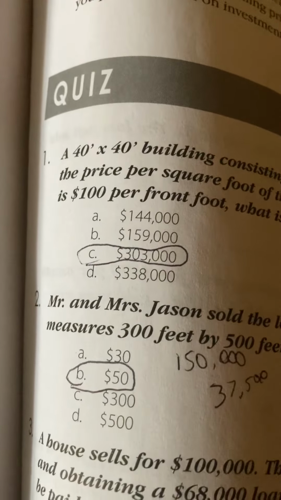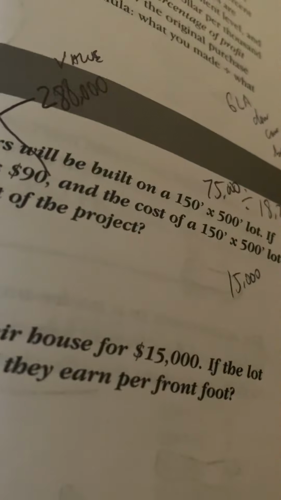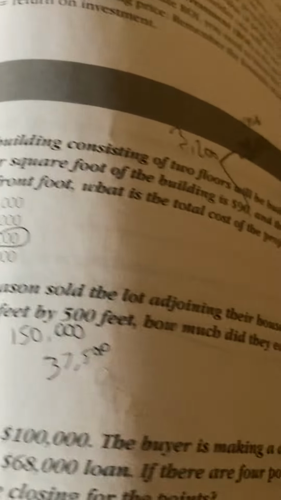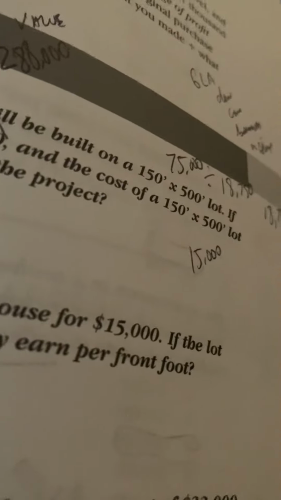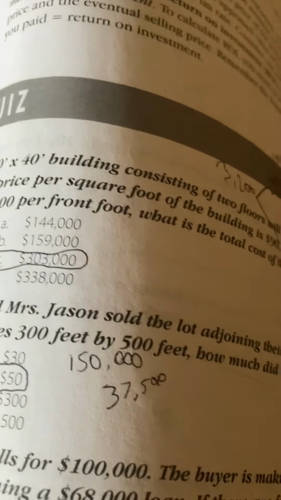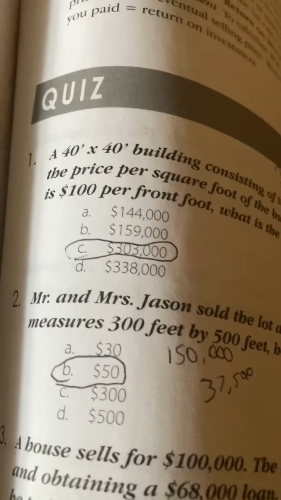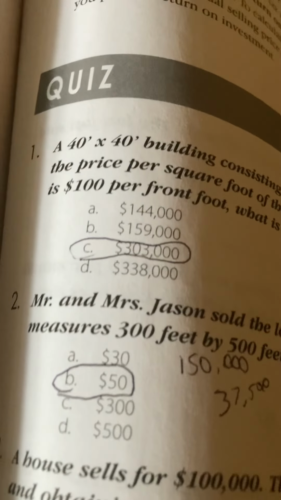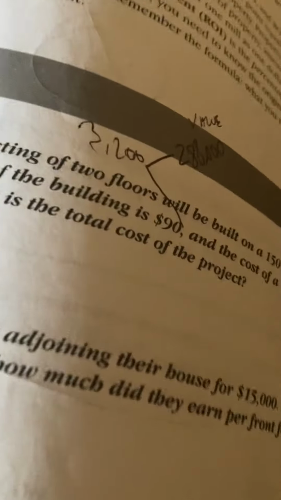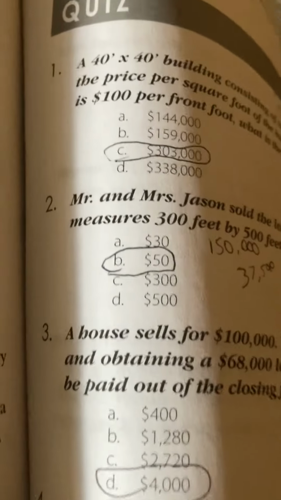Quiz. Number 1. A 40-foot by 40-foot building consisting of 2 floors will be built on a 150-foot by 500-foot lot. If the price per square foot of the building is $90 and the cost of a 150-foot by 500-foot lot is $100 per front foot, what is the total cost of the project? A, $144,000, B, $159,000, C, $303,000, or D, $338,000? The answer is C, $303,000.